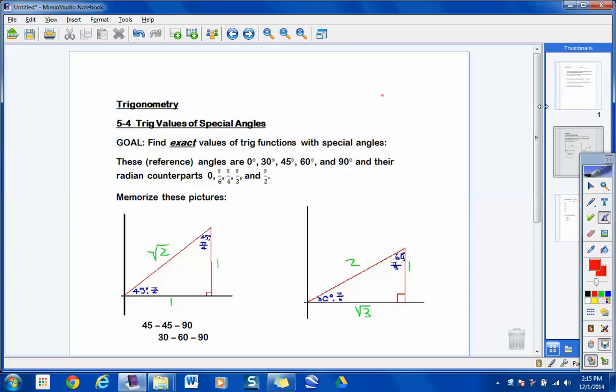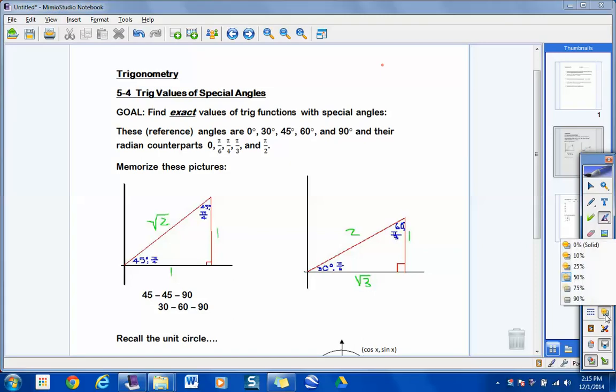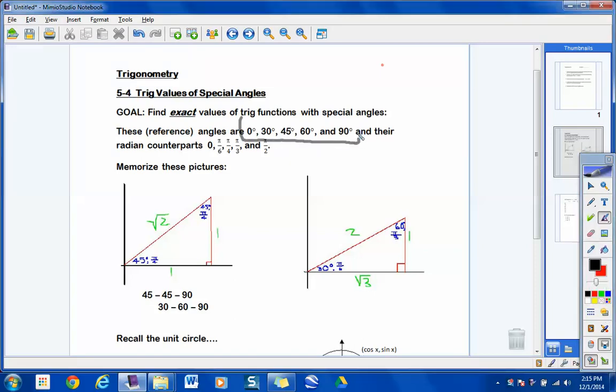Hey, guys, today our goal is to find exact values of trig functions. Now, when I start talking exact values, I mean leave stuff in radical form. You might have some square roots left in it, like we did on those last 6 answers on the quiz from the other day. But we've got some special angles that we're going to talk about. We call these reference angles. The reference angles that we're really going to point out today are 0 degrees, 30 degrees, 45, 60, and a 90-degree angle. Then we also want to talk about the radian counterparts that they would have.